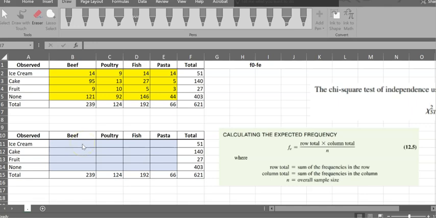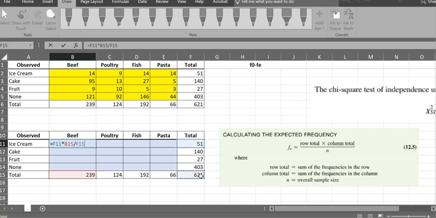Okay, so how I'm going to do this, I'm going to click on this cell, put an equal sign, and then select 51. That's the total for the rows. I'm going to multiply it by the total of the columns, which is 239, and then divide everything by 621.